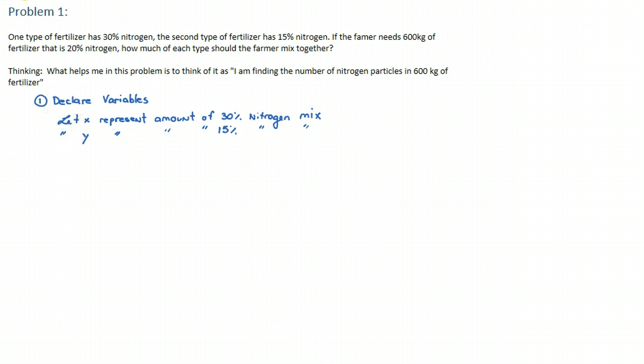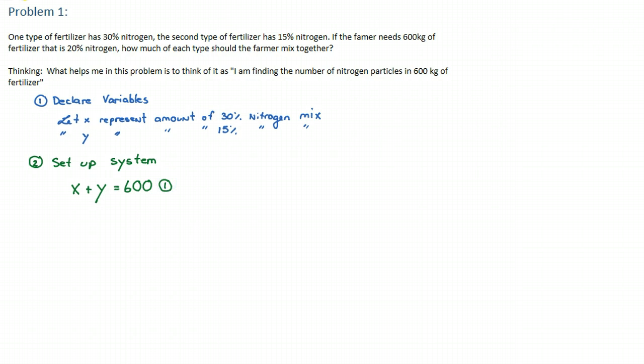So the next step when we're working through a system of equations is set up equations, or set up our system. So the farmer needs 600 kilograms of fertilizer. So that means in total I have x plus y equals 600. And that one's usually pretty straightforward. We number that equation 1.